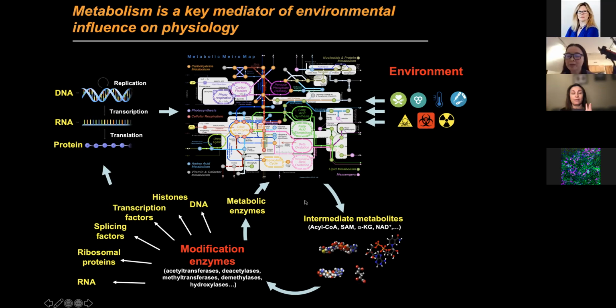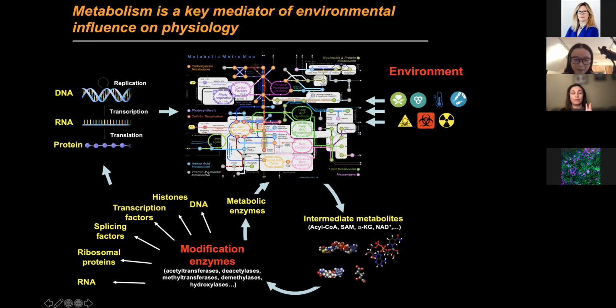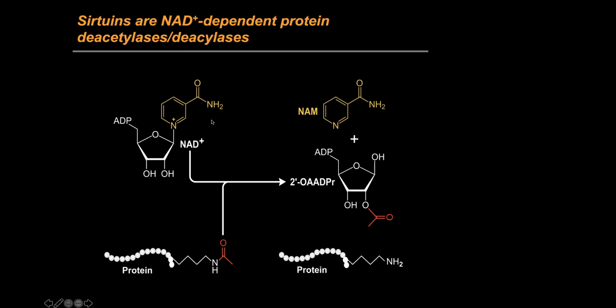So in my lab, we are interested in understanding how these intermediate metabolites interact with protein modification enzymes to regulate cellular function. To do this, we have been focused on a very unique protein modification enzyme called SIRT1. So SIRT1 belongs to a family of highly conserved NAD-dependent protein deacetylases known as sirtuins. So as you can see here, this family of proteins are able to use NAD as a co-substrate to remove the acetyl group from the protein substrate.